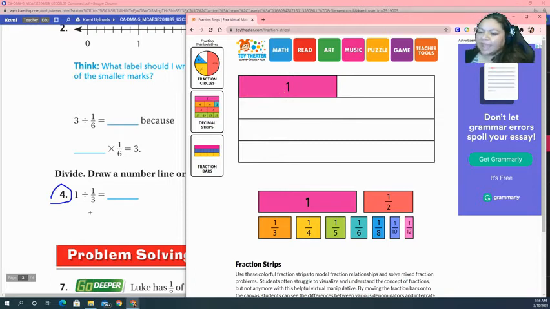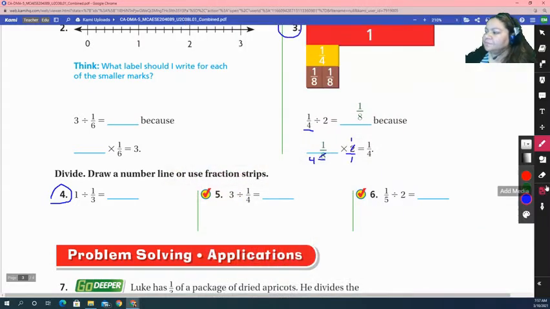Dividing a whole number by thirds is easy, because I already know which piece I'm going to use to divide it. So 1 divided by a third, I will just put as many thirds as fit under the 1. And it looks like I can fit 3. So that means that 1 divided by 1/3 is equal to 3.